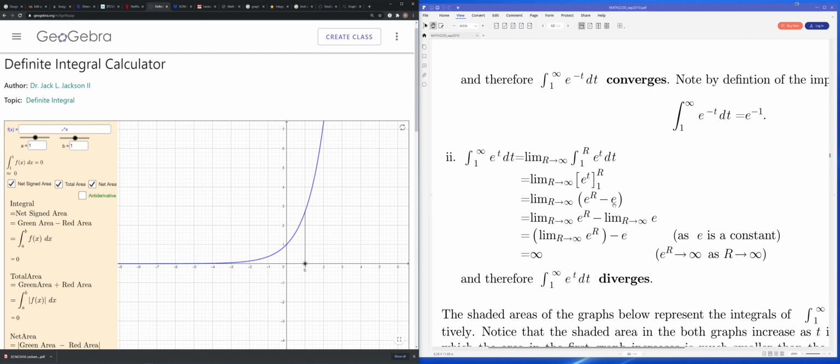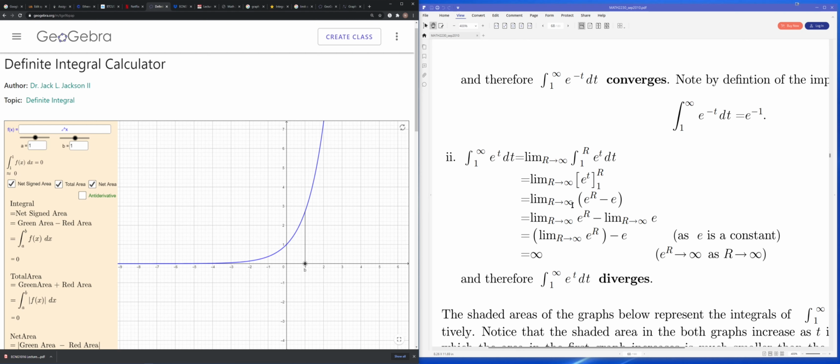Now what we want to do is take the limit of this as r goes to infinity. This is a difference of limits, so we split it up here. I have the limit of e to the r as r goes to infinity, and the limit of this e over here as r goes to infinity. Now this e is just a constant, so the limit of this as r goes to infinity is just a constant itself.